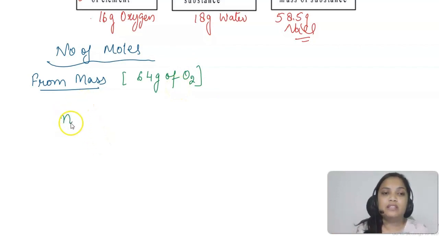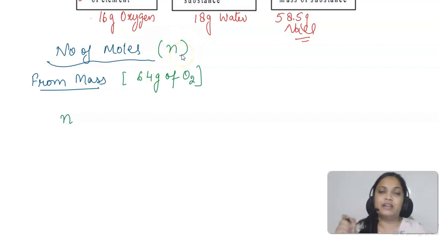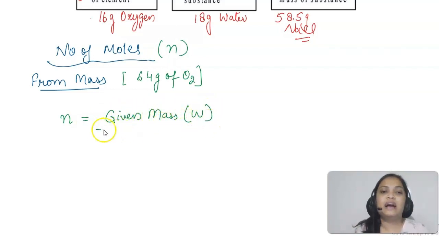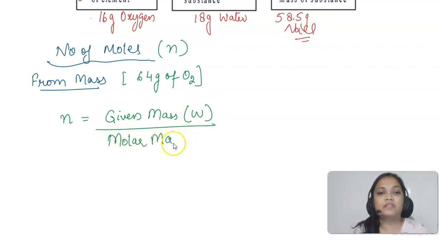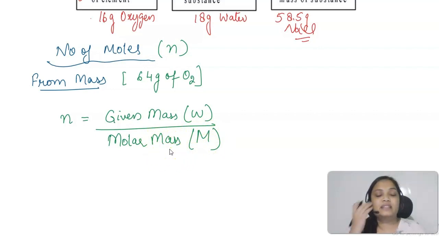The formula is: number of moles is always denoted by small n. These are things you should know. It will be whatever given mass there is, that is W, and the molar mass of that substance, that is going to be capital M. Molar mass in this case can be the atomic mass if we are talking about atoms, or the molecular mass if we are talking about molecules. That is the formula.